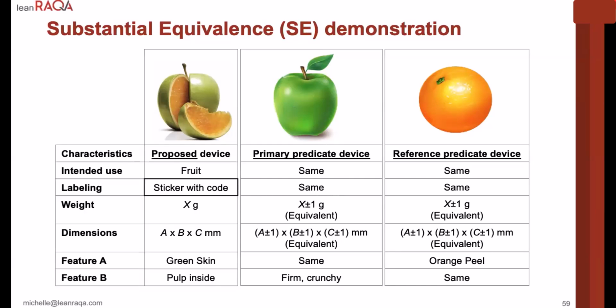But if you have too many different features or too many different predicates, the FDA is going to look at it like you've created a little bit of a Frankenstein of device, and they're going to just say, we think you're de novo.